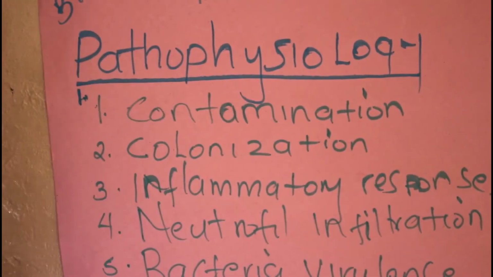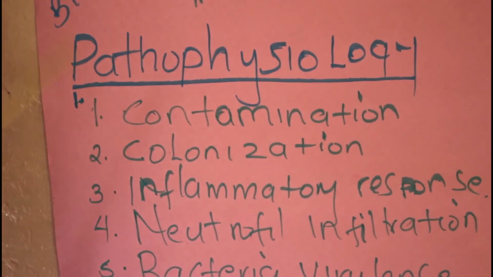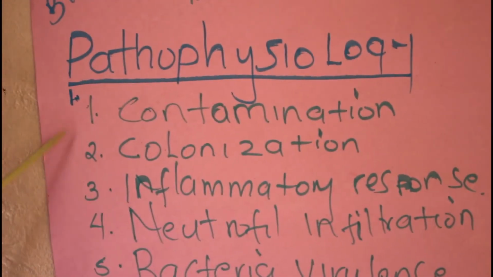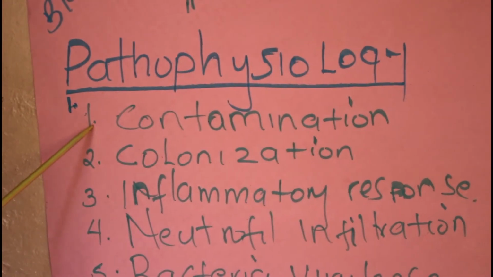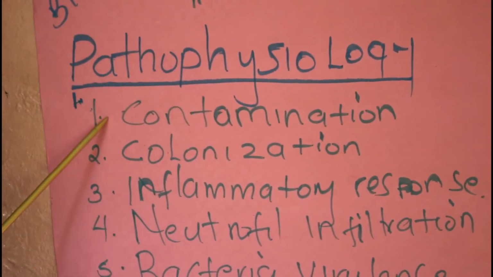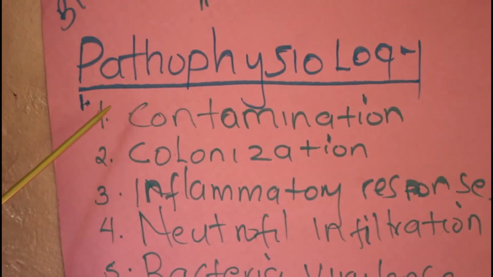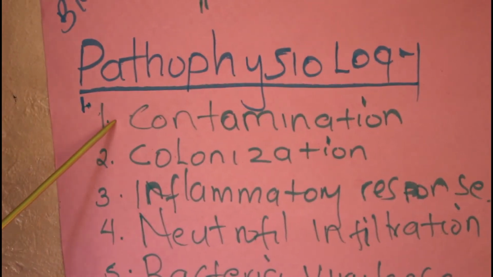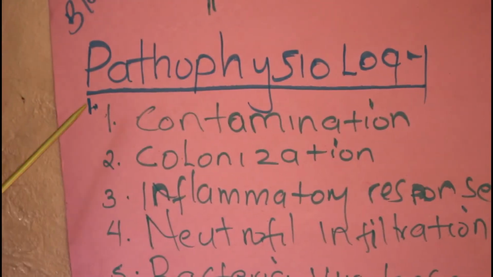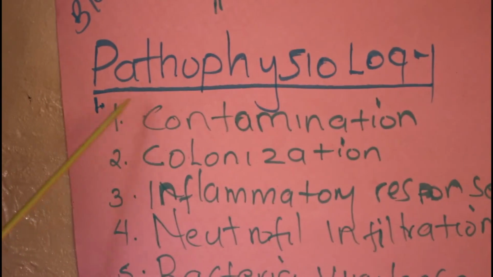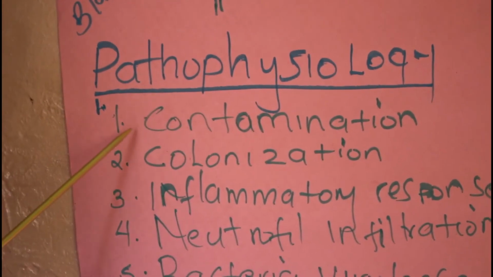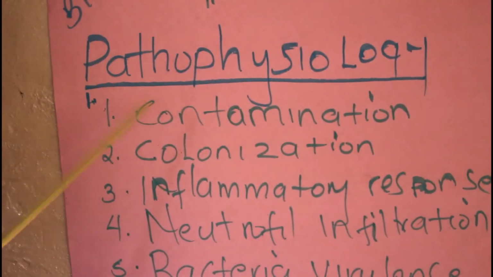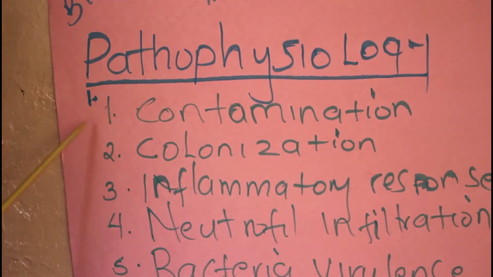The physiology of UTI: how does a UTI come in? The first point here is contamination. When you get into contact with, for example, E. coli, which I said is from the gastrointestinal tract system, from either infected urine or fecal matter. Mostly we get it in a toilet.